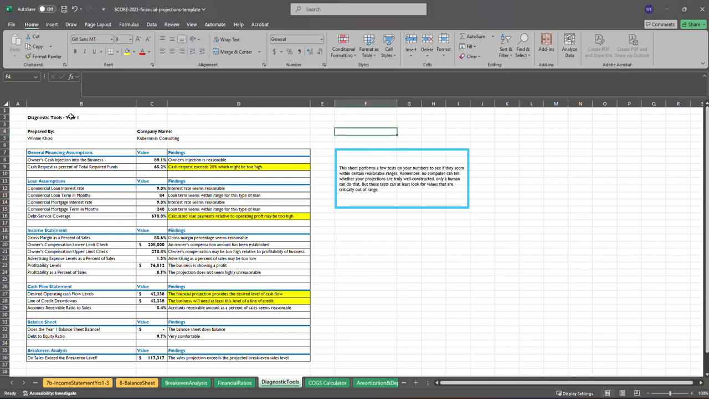So the diagnostic tools cover just general assumptions about the business. Then it'll be looking at your financials to see whether they're reasonable. And of course, the break-even analysis. So these are the different categories that are getting looked at. There's a value that's getting calculated, and then there's a findings section. And these findings and this assessment are based on an if-then statement.